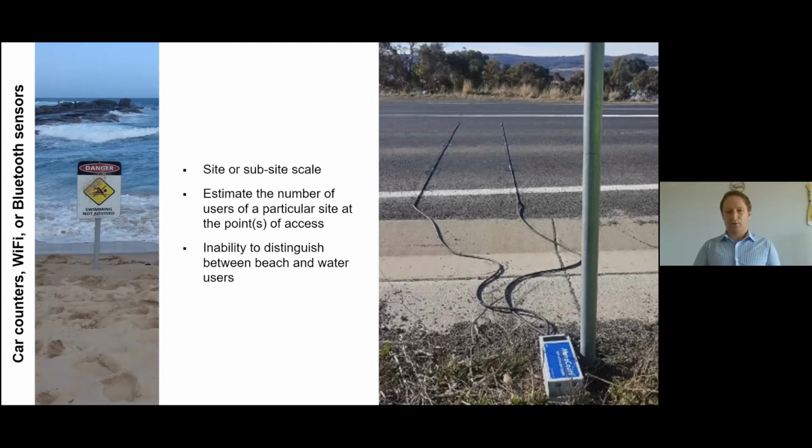Likewise, Wi-Fi or Bluetooth sensors can be used at that subscale approach at beach access tracks. However, some of these approaches require you to have your device on you to pick up and sensor that someone is walking through, which also has its inconsistencies.